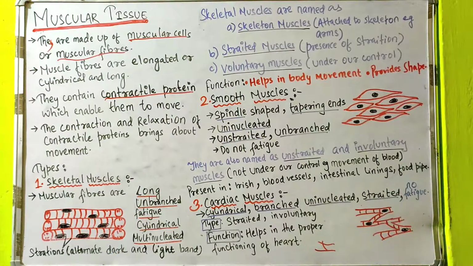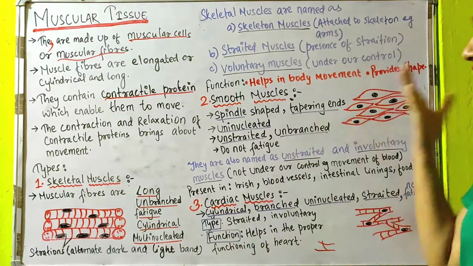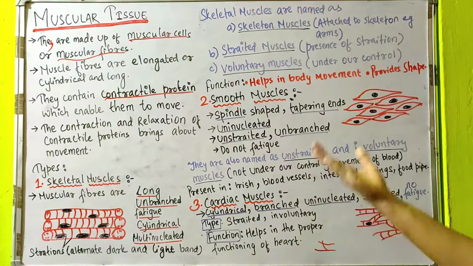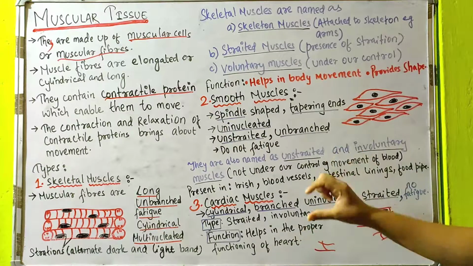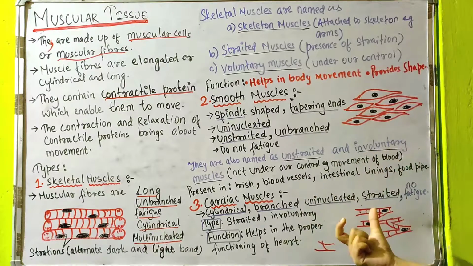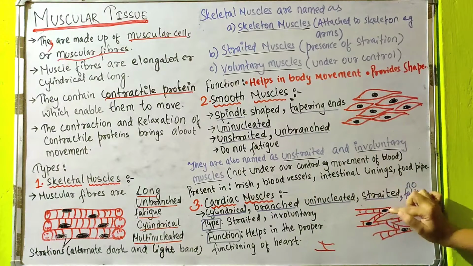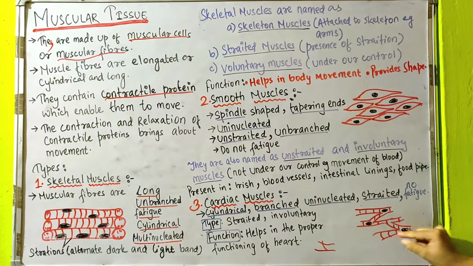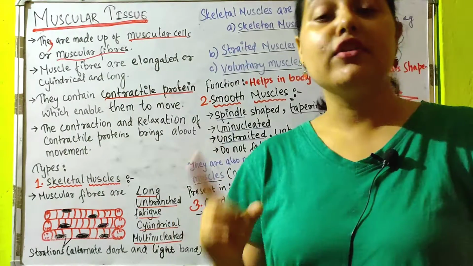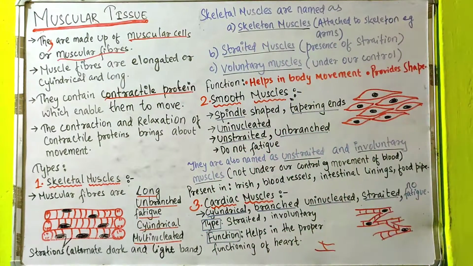Now coming to the cardiac muscles, they are again cylindrical. Skeletal muscles were cylindrical, and cardiac muscles are also cylindrical. And second thing, the new characteristic is that they are branched. They are uninucleated. Again you see one cell is having one nucleus. That means each cell is having one nucleus. And next, they are also striated. That means they also have an alternate light and dark pattern in their cell body.